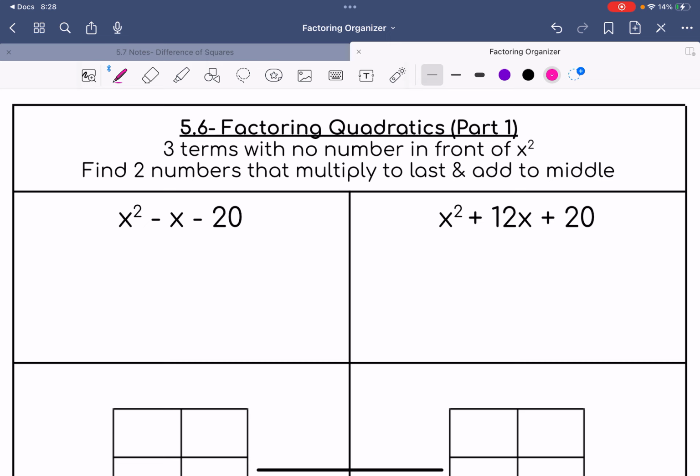So this one, we're trying to multiply to the last number, so we're trying to multiply to negative 20. And then we are trying to add to our middle number. There's an imaginary negative 1 there, so we're trying to add to negative 1.